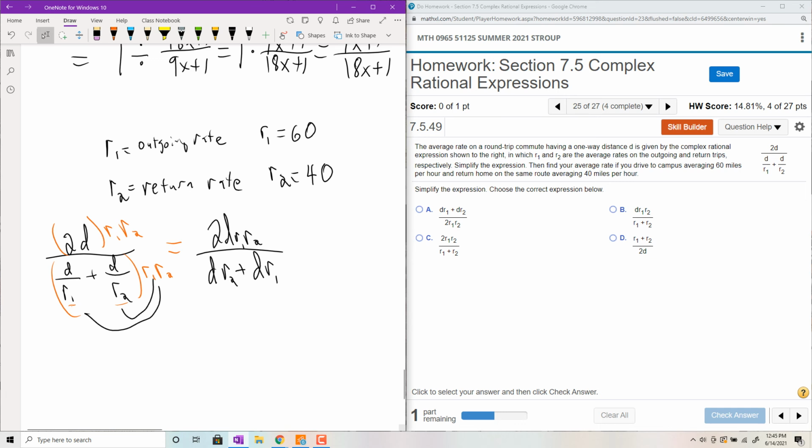Let's see if they have that. Oh, I can simplify it. I can factor out a d. So 2d R1 R2 all over d times R2 plus R1, and the d's cancel, and you get 2 R1 R2 all over R2 plus R1. So the distances don't really matter.